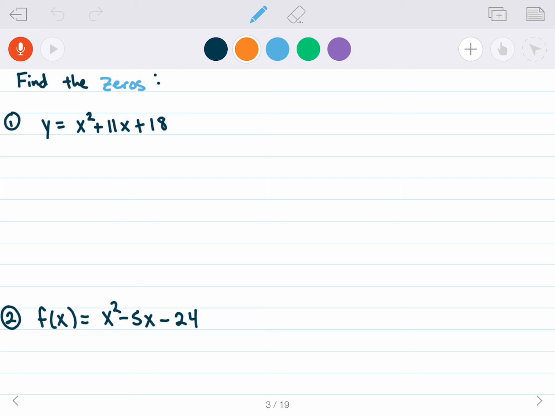Alright, so let's do some more practice with factoring. Again, we're just looking at b and c, and we're trying to see what two numbers multiply to 18 and add to 11. I'm thinking of 9 and 2. It's going to be +9 and +2 because both of these signs are positive. So in factored form, this is x plus 9 and x plus 2. To find the zeros, we set y equal to 0 and solve for x.